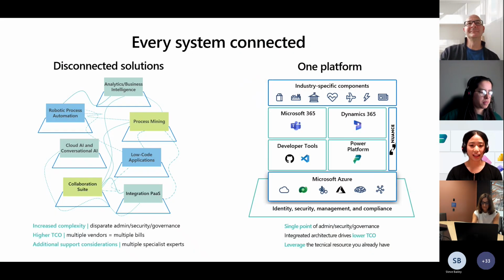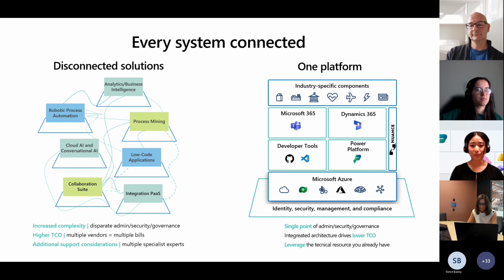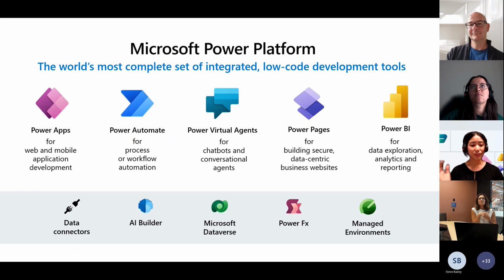If we move on to the next slide, before I jump into what exactly the Power Platform is, let's start by looking at how the Power Platform sits in Microsoft's ecosystem. The beauty of Microsoft is that all our products sit under one platform, which means a single point of admin, governance, and security for you. This also means you can easily integrate your Microsoft resources with all our other products, including Microsoft 365, Dynamics 365, Azure, and more.